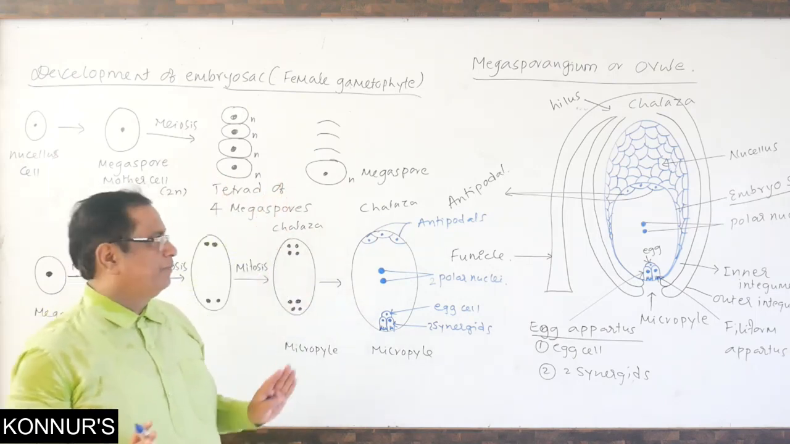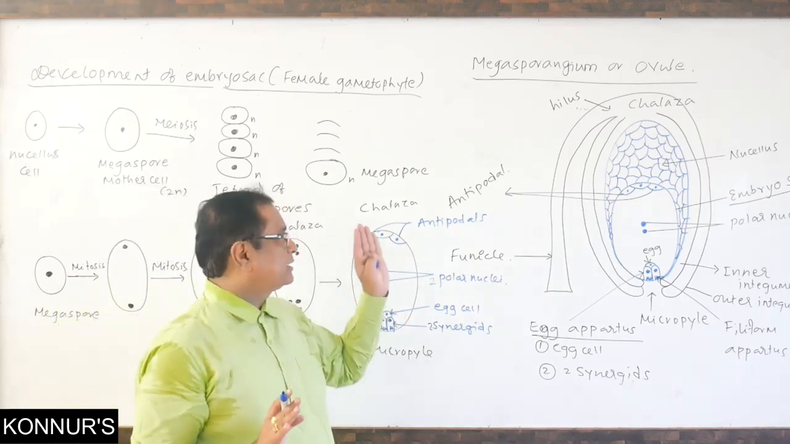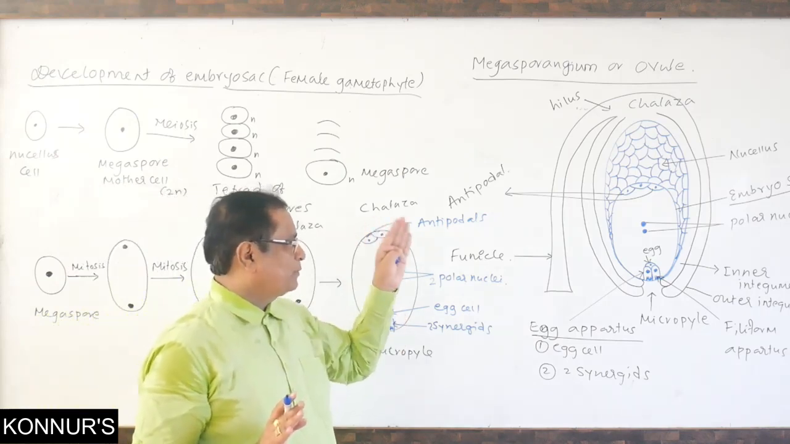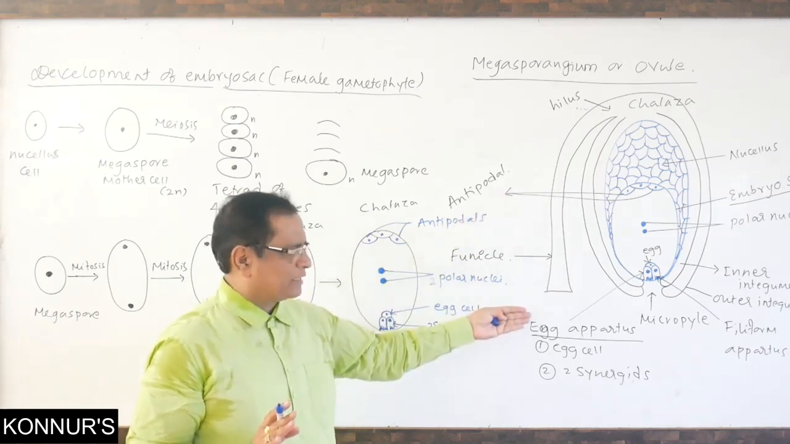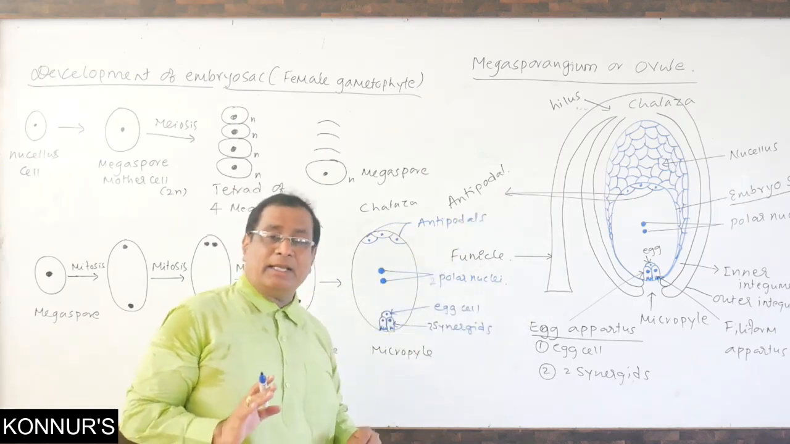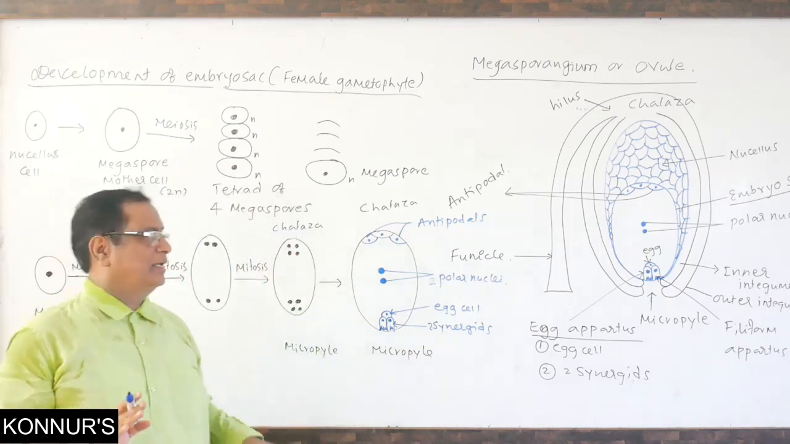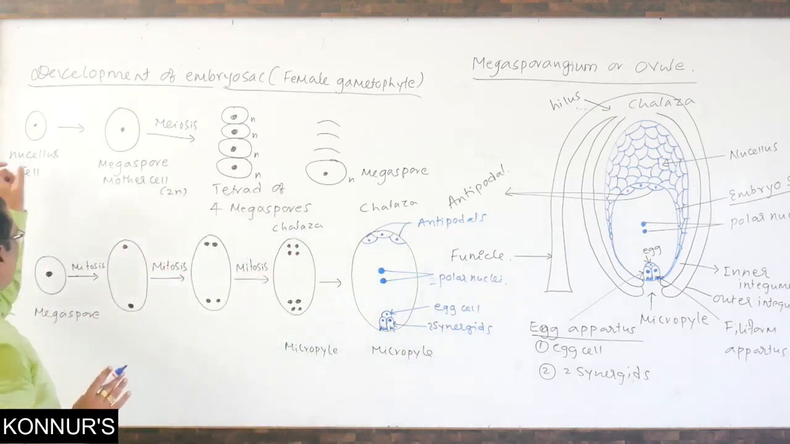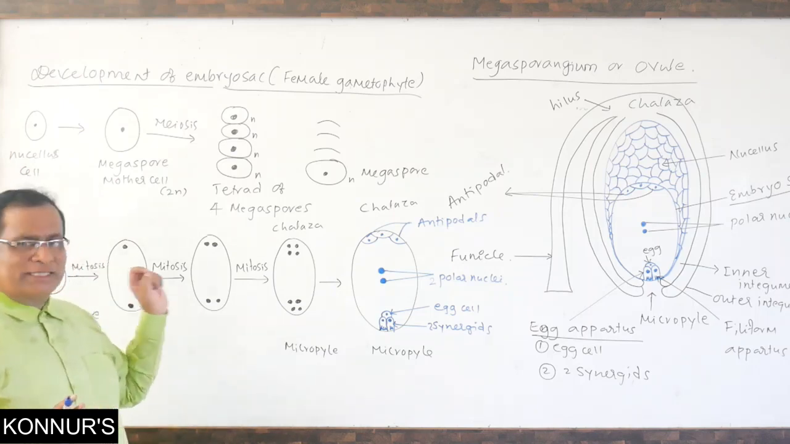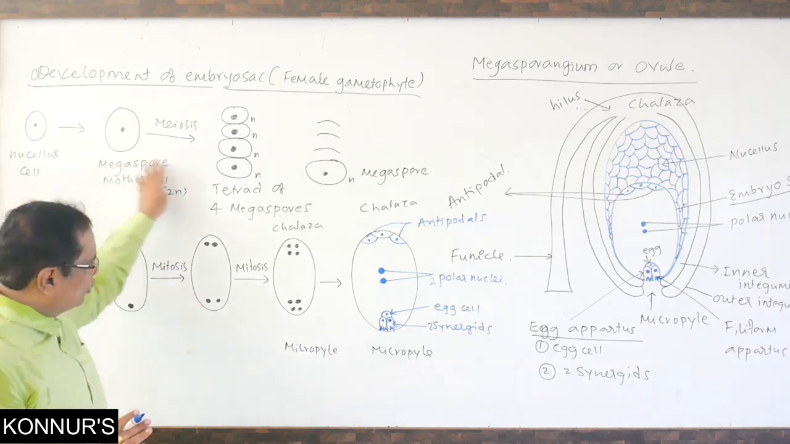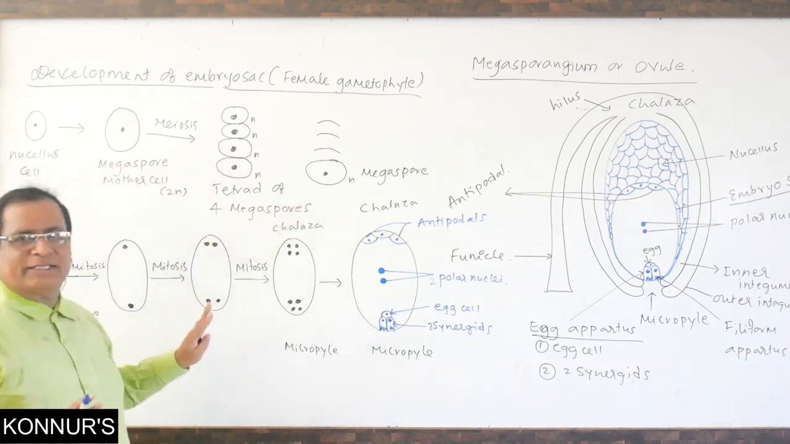They may ask, with neat label diagram, describe the structure of Megasporangium ovule. You have to draw and explain all the parts. And another question they can ask, describe the development of female gametophyte or embryo sac. You have to draw this one and explain.